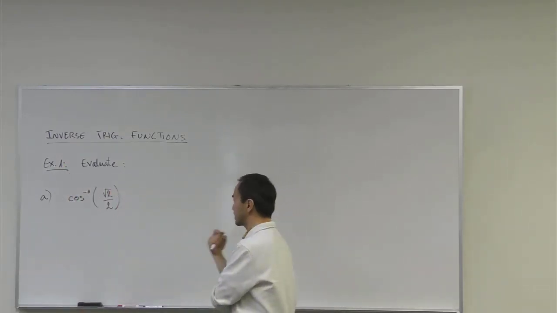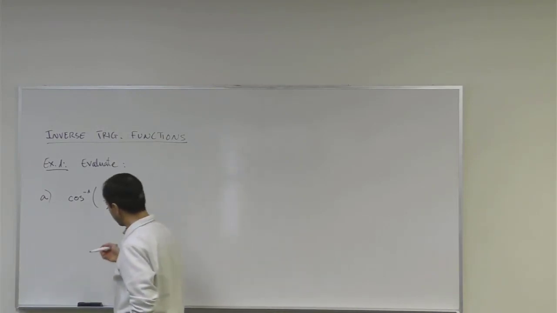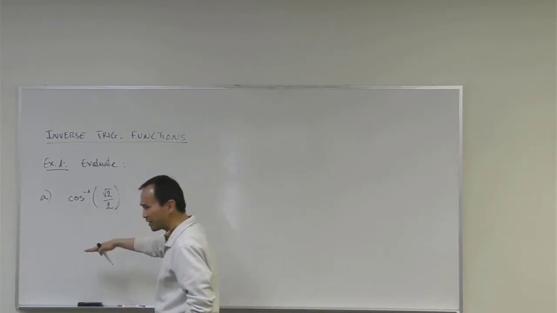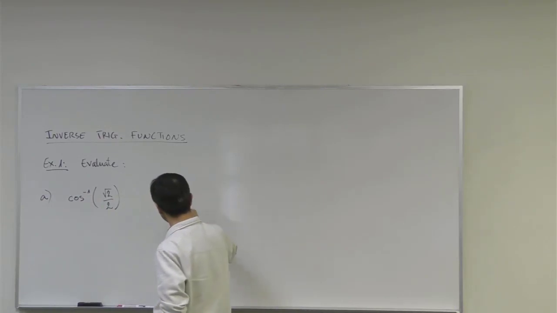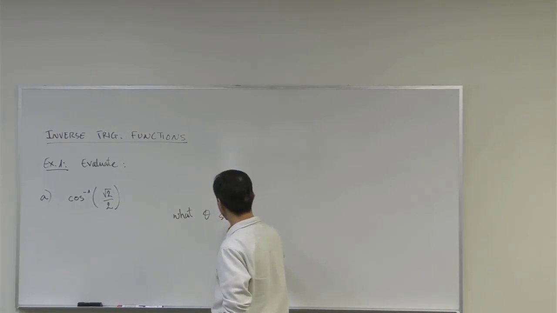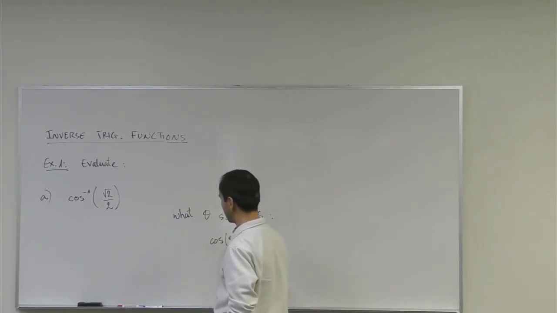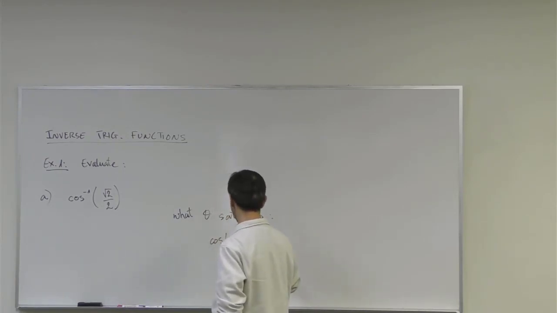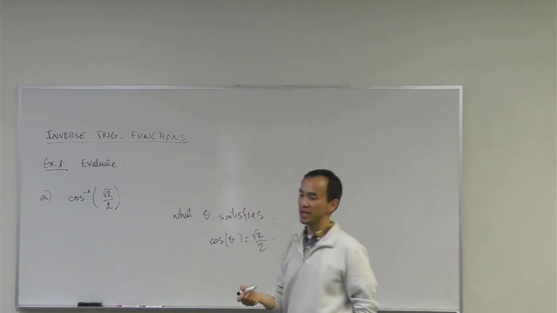Now when we're looking at the cosine inverse, this is just a thought process, so there's not really anything to write down. Think about what angle theta satisfies cosine of theta equals square root of 2 over 2. That's what we're trying to answer with that.